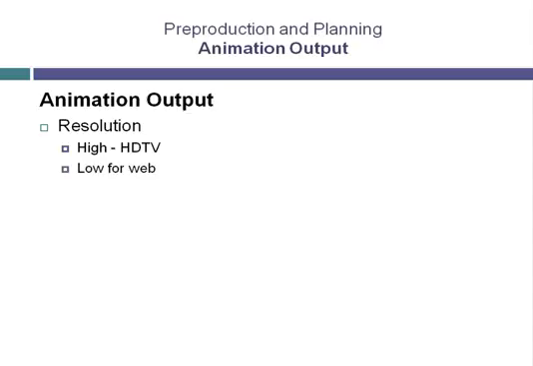Another possibility would be that you would render a low resolution animation that's going to be put up on a website so that anyone can play it back. Or you may be going to a service like YouTube with a resolution, say, of 320 by 240 or 640 by 480. Again, because of the range of possibilities, it's important to make that determination early on in the project.